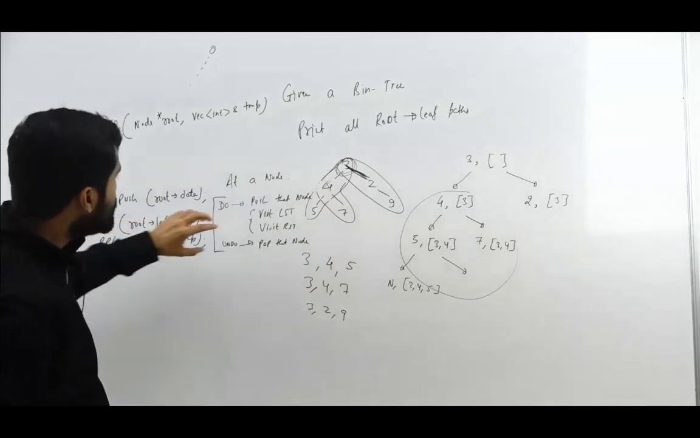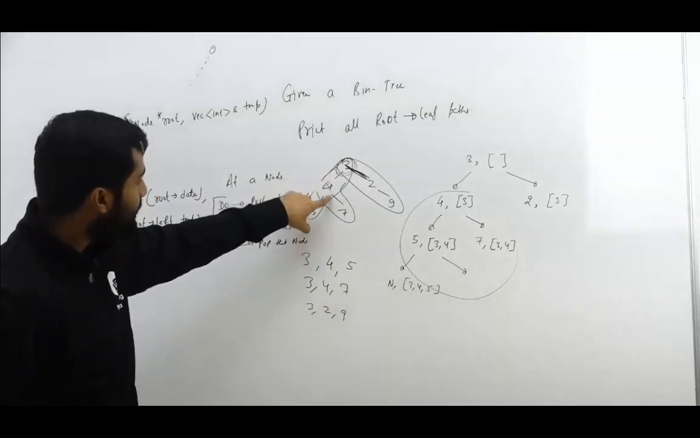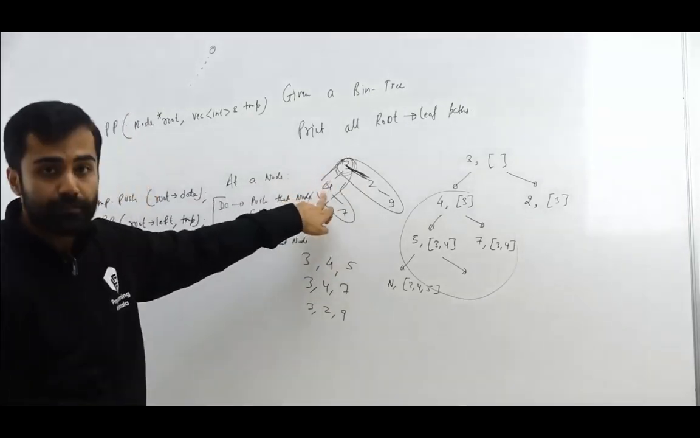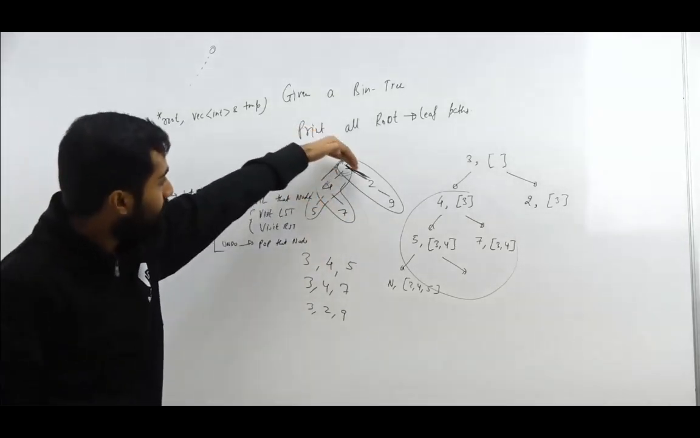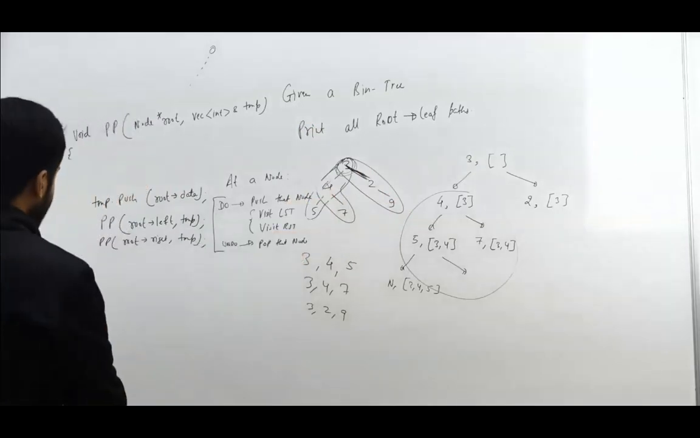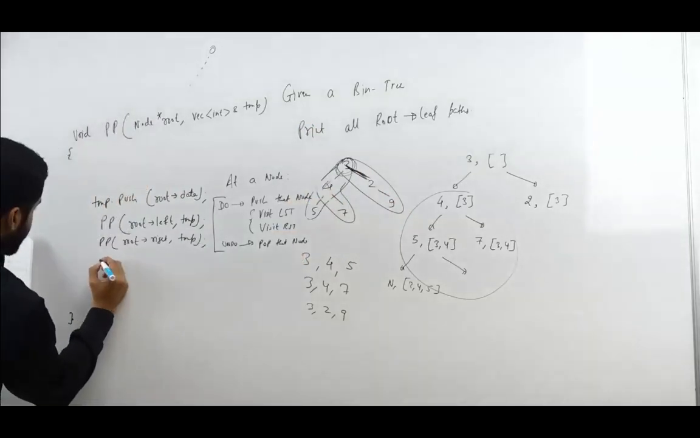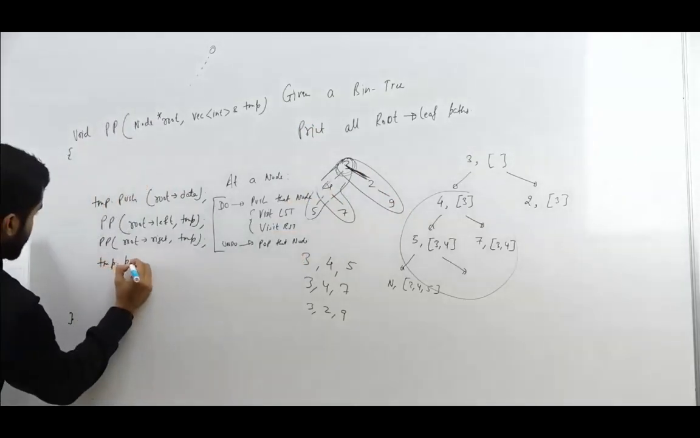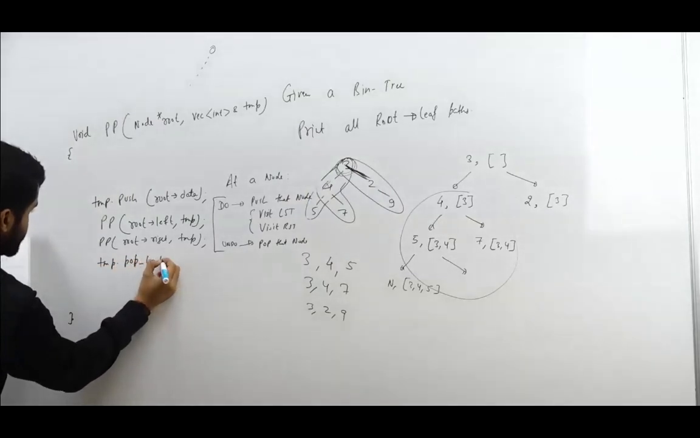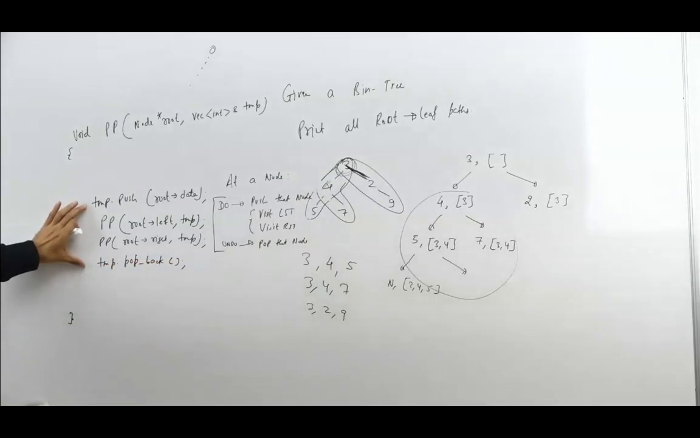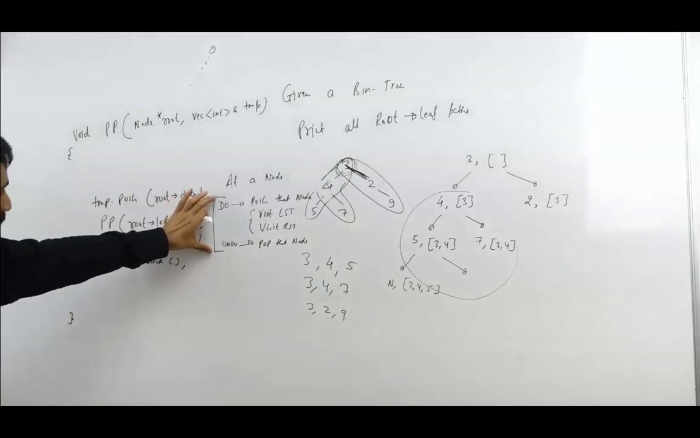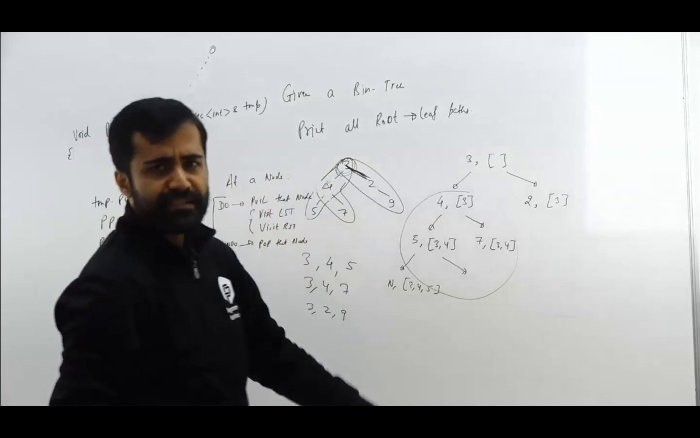But when these 2 calls are over, that means I have visited the left as well as right subtree emanating from this node. Now this node is no more useful for me because now in the other paths, this will not be reflected. So now it is my responsibility to do temp.pop_back. So this logic is your backtracking logic. This is what I had written over here. Is it making sense to everyone? Yes or no?